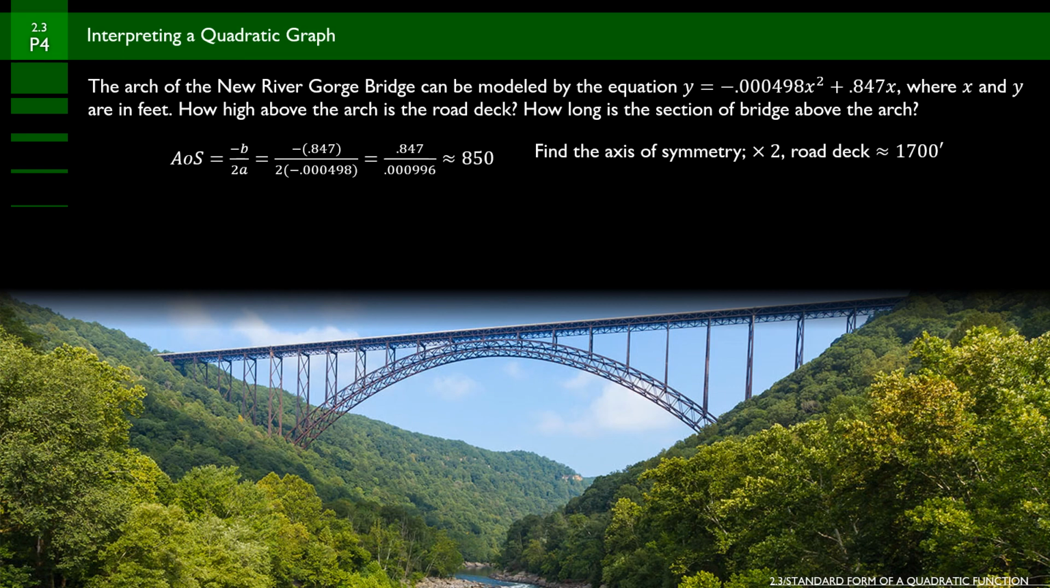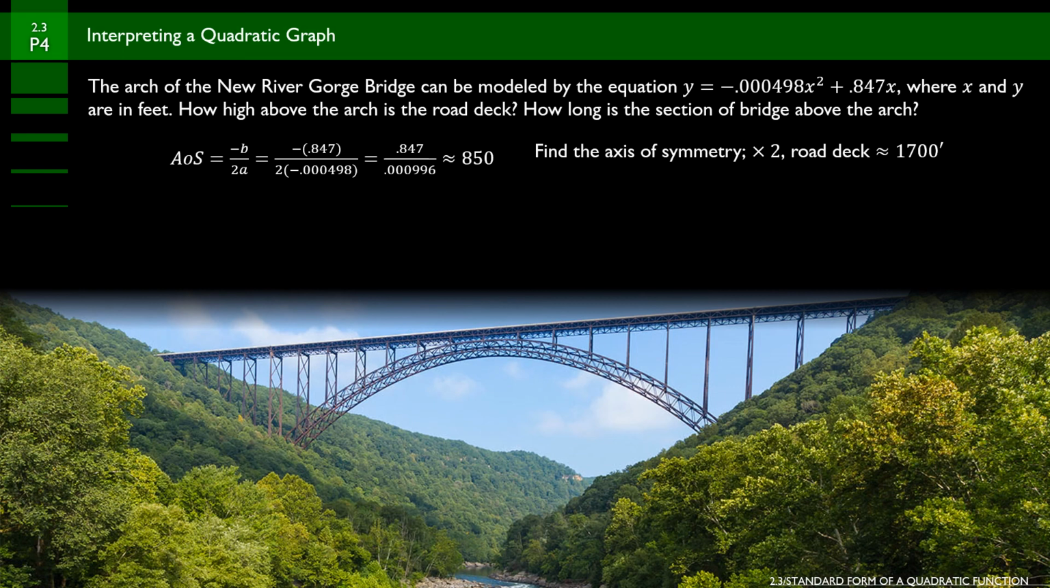So we get negative 0.847 over 2 times negative 0.000498. And of course, you're going to need a calculator for this part, and we're going to get that it's approximately 850 feet. Now, since the axis of symmetry shows you the middle portion of the bridge, we would need to multiply that by 2 to tell us the length of the road deck. So 850 times 2 is going to give us approximately 1,700 feet for the road deck.